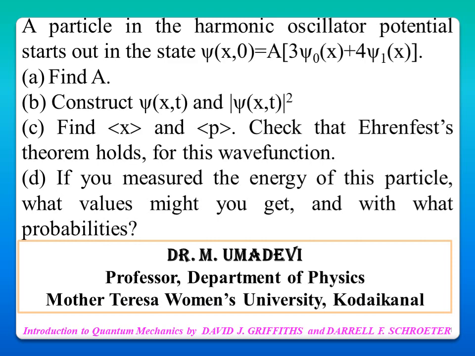I will see a problem in quantum mechanics. The problem is a particle in the harmonic oscillator potential, which starts out in the state psi of x comma 0 is equal to A times (3 psi 0 of x plus 4 psi 1 of x). Find A and construct psi of x comma t and the modulus of psi of x comma t squared, and find the expectation value of position and momentum.